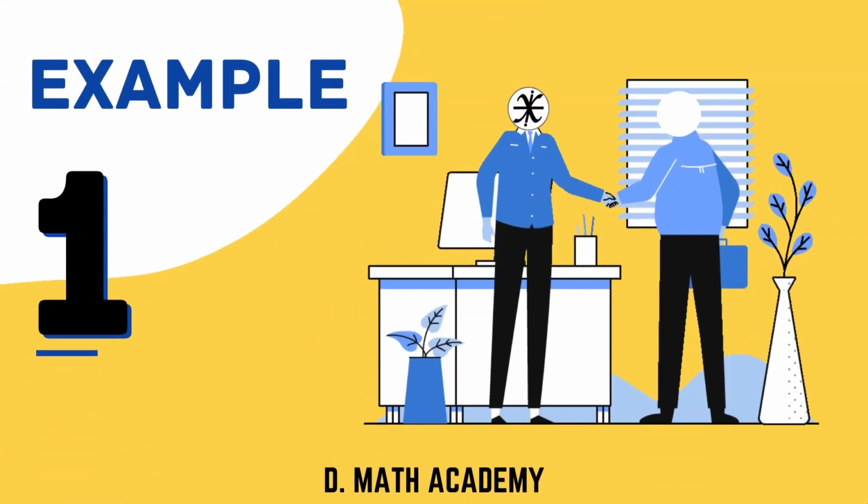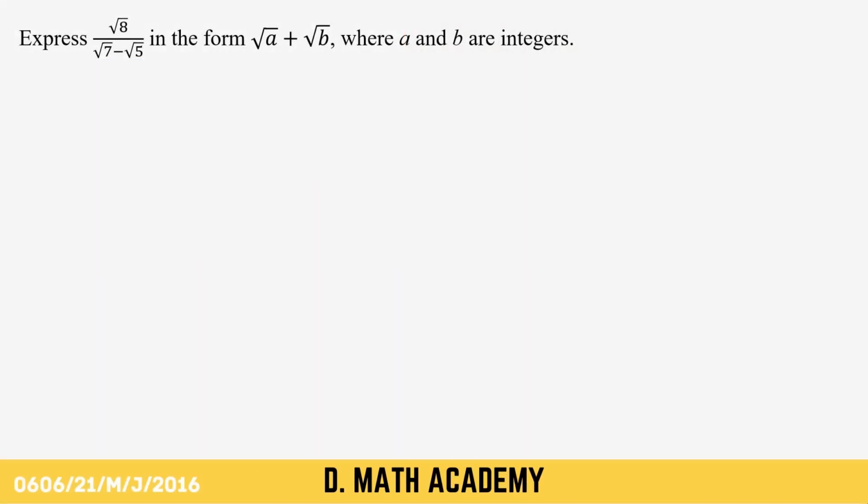Moving on, we have a surds question here. Square root 8 divided by square root 7 minus square root 5, in the form of square root a plus square root b, where a and b are integers. Immediately I know that they are assessing us on rationalization of the denominator. The sign between the terms is minus, which means I have to multiply both the numerator and denominator by square root 7 plus square root 5.